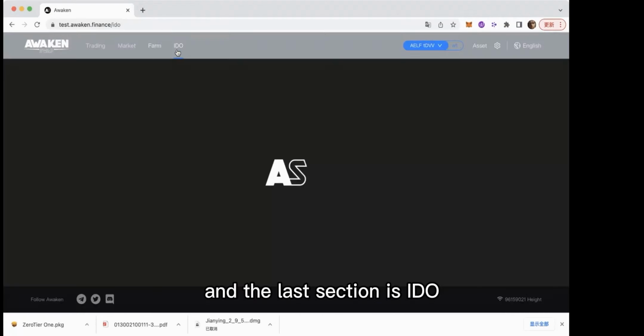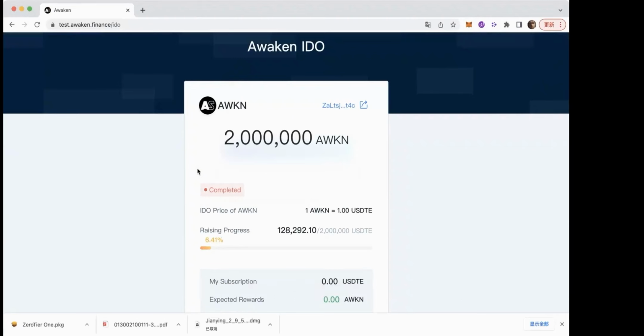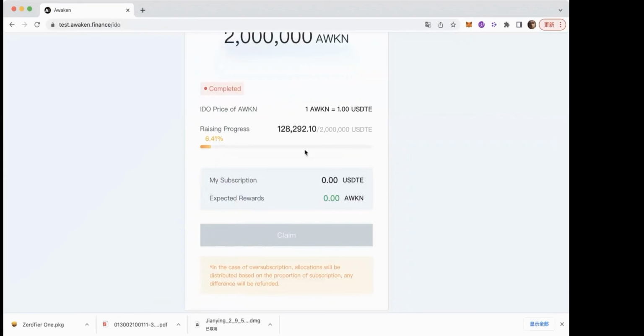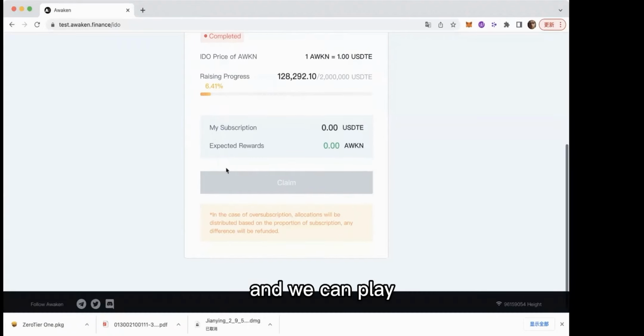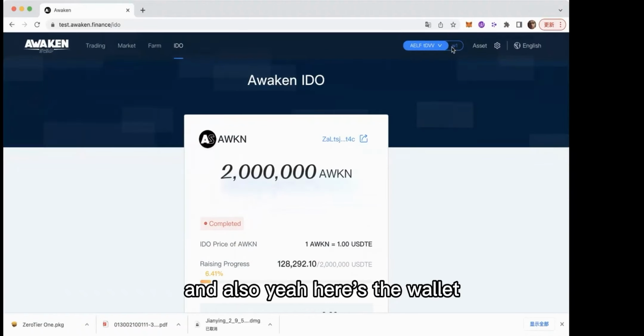And the last section is IDO. We will have an IDO in the near future. And you can check the IDO price and the contributions here. You can check the IDO price of Awaken, like 1.0 USDT, and the recent participation. And then we can play. And also, here's the wallet.